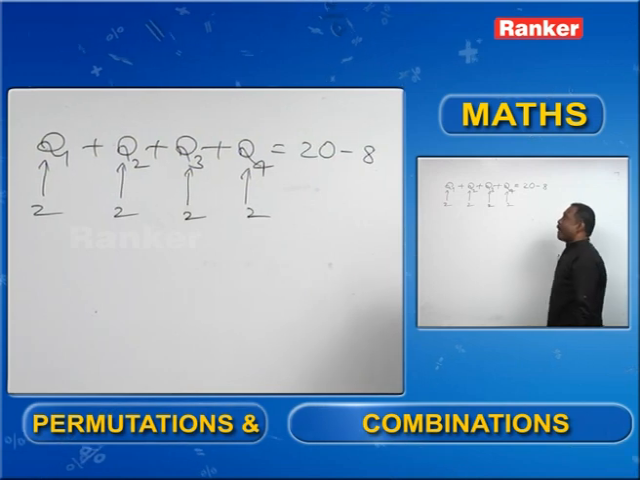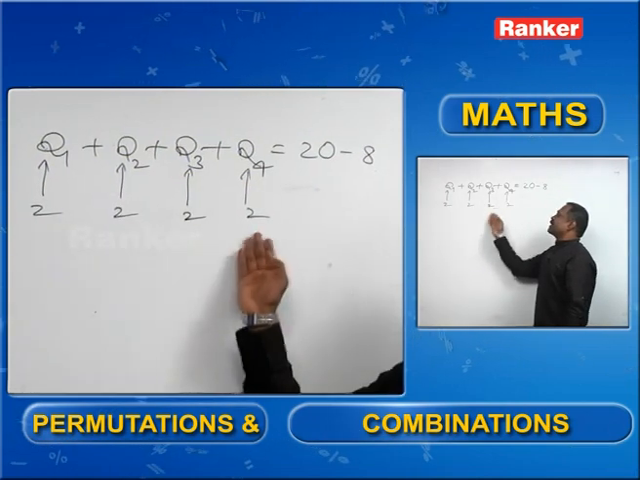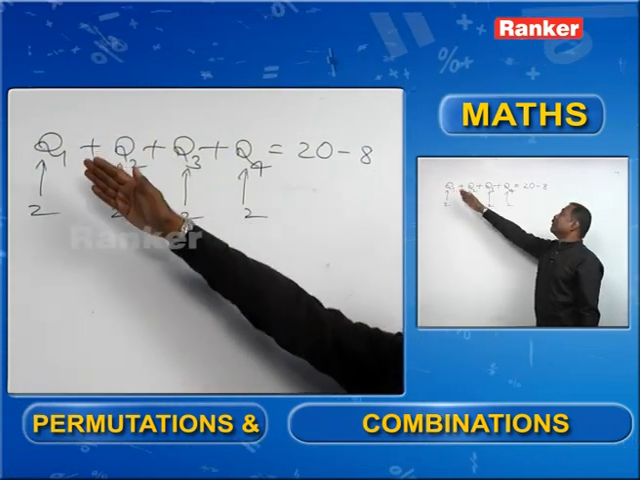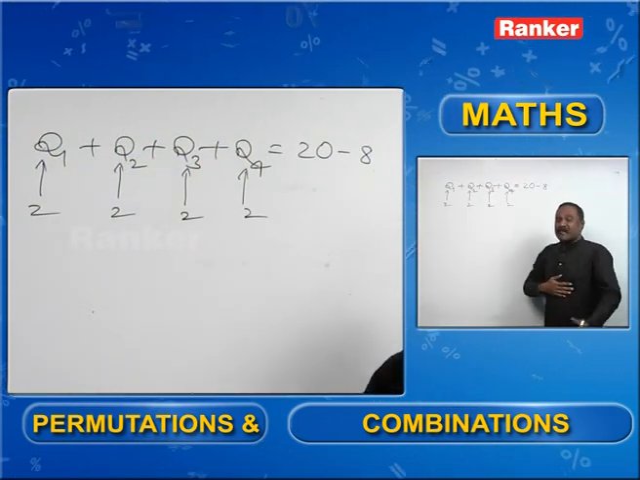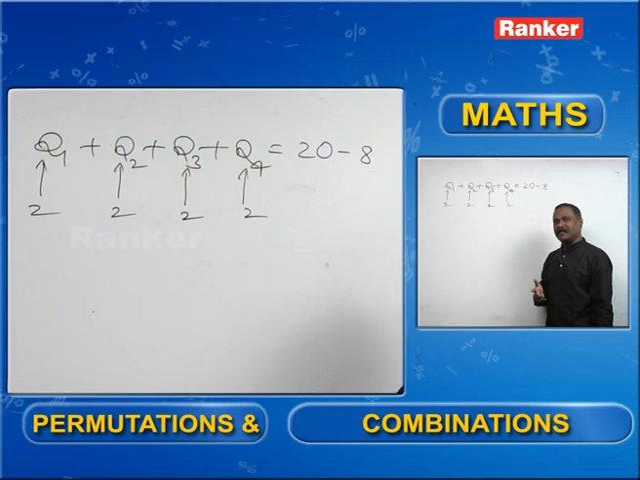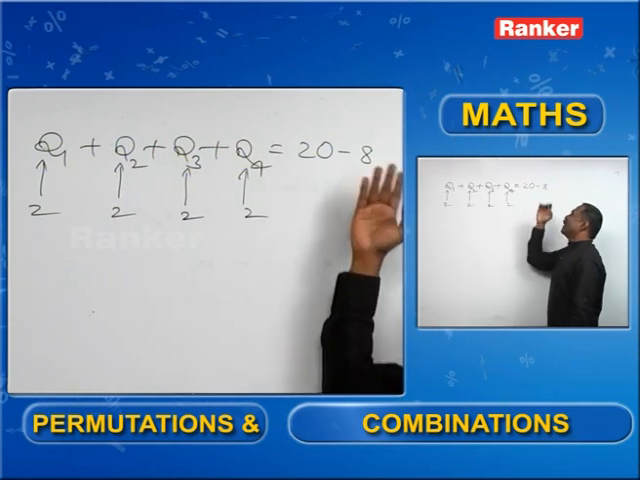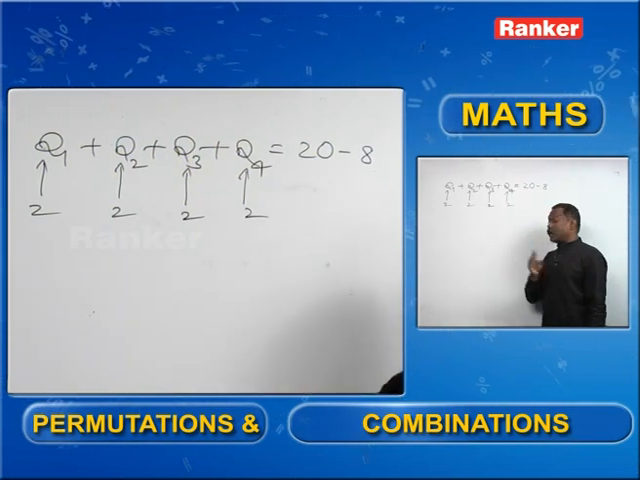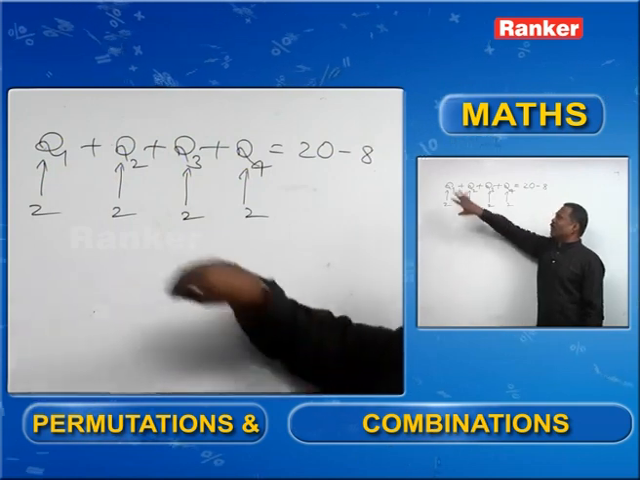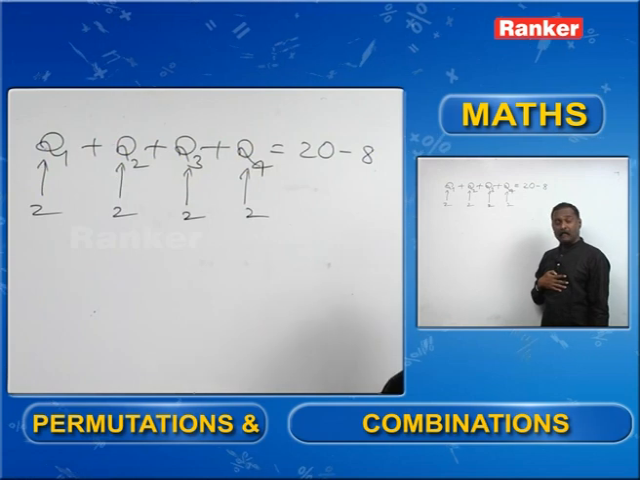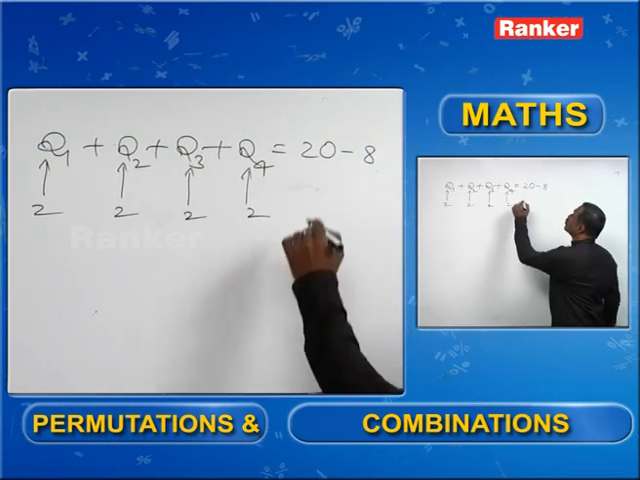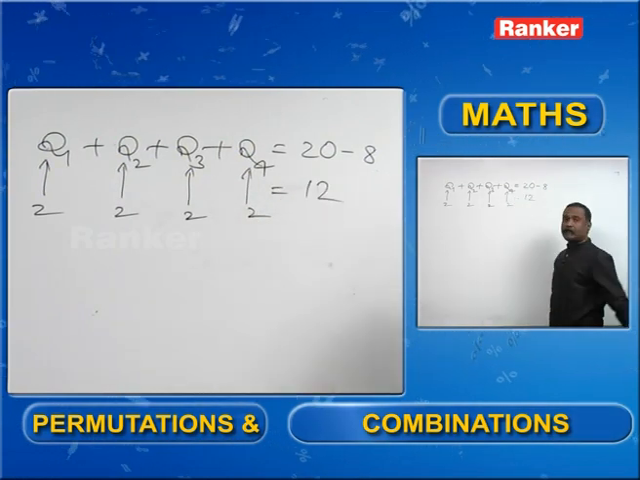Because 2 marks each is allotted, the sum of the marks to be distributed will be 20 minus 8 only. That means we are leaving 8 marks here, since we have already given 2 marks to each question. Now our n will be 12.